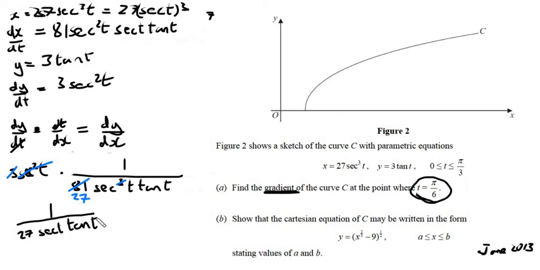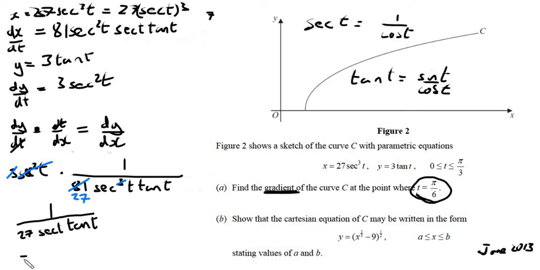Okay, so let's just get this in an easier form to use. If we remember, sec t is the same thing as saying 1 over cos t. Okay, and tan t equals sine t over cosine t.